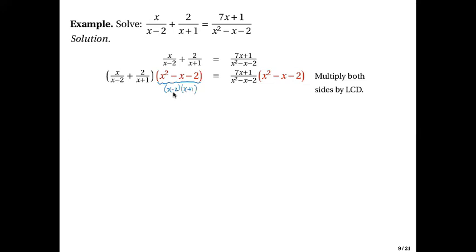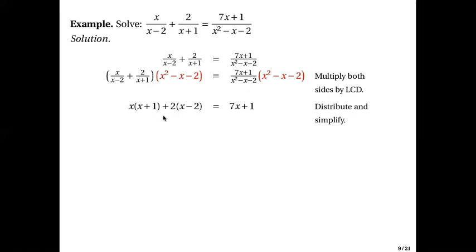Okay? And that's what we will have in here: x times x plus 1 plus 2 times x minus 2. And then on the right-hand side, you will cancel all of x squared minus x minus 2, so you will only get 7 plus x. Are we good? So we just distribute and simplify.